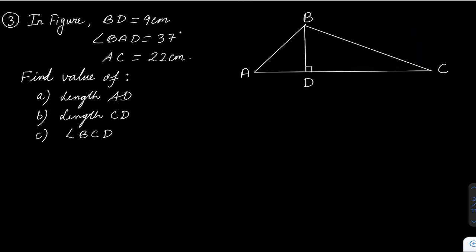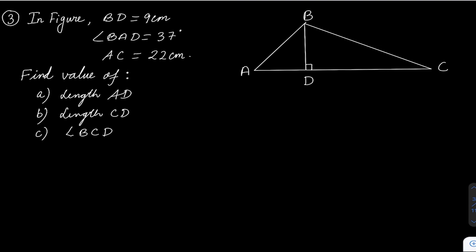So let's try one last question on this. A triangle is there, ABC, BD is perpendicular to AC, side BC is 9 centimeter, angle BAD is 37 degrees, so this angle is 37, AC is 22. So this total side you can say is 22. So basically AD plus DC is 22. So we need to find AD, we need to find CD, and we need to find angle BCD.